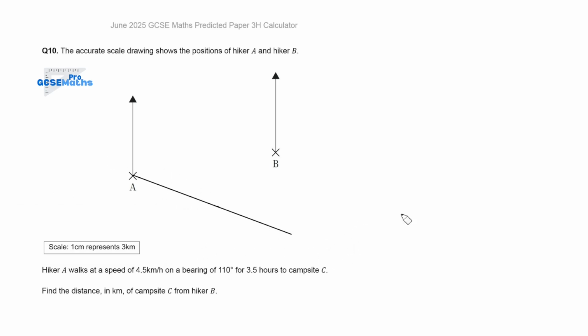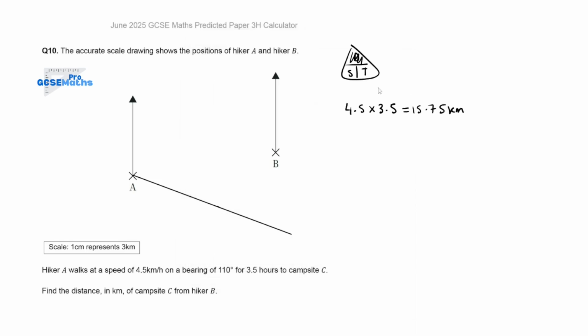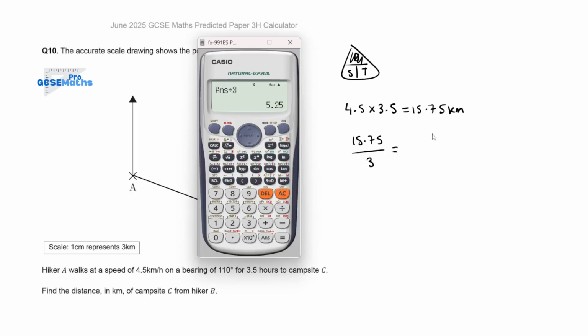So we've got speed, distance, time. If I use my formula triangle, I want to find out the distance. So that's speed times time, which was 4.5 kilometres per hour multiplied by 3.5 hours, which, as you can see, gives me 15.75 kilometres. Now to convert that into centimetres so that I can measure it on my scale drawing, I just need to divide by 3 kilometres to tell me how many centimetres that is. So 5.25 centimetres is how many I actually need to measure with my ruler.